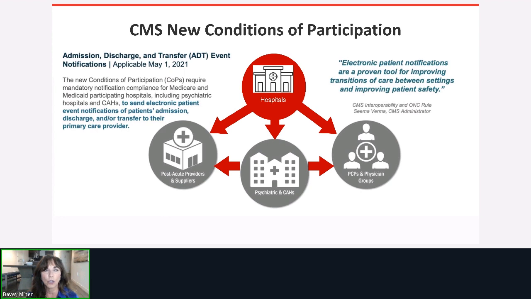The initial deadline for this was September. Due to COVID, most of the 21st Century Cures Act's final rule were pushed back into 2021 or even 2022. And the conditions of participation require, and they mandate that notifications are sent for Medicare and Medicaid participating hospitals, which includes psychiatric hospitals. So this is quite interesting, because when we've looked at behavioral health care in the past, it's always been a carve-out.